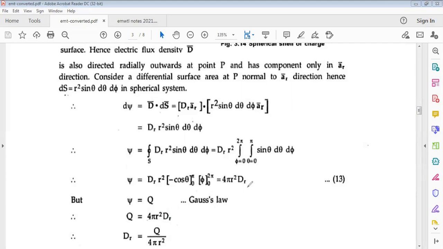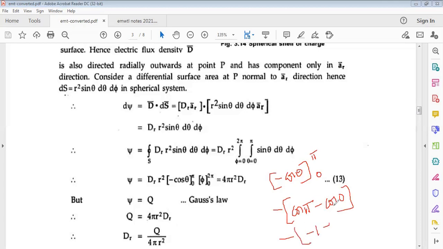We get 2 D_r r² and 2π. Once again, the integral is minus cosθ from 0 to π, so you can write outside: cos π minus cos 0. The value of cos π is minus 1 and cos 0 is equal to 1, so minus 1 minus 1 is minus 2, multiplied with the minus is 2. For this, it's 2π. The 2 into 2π is 4π, so 4π r² D_r.